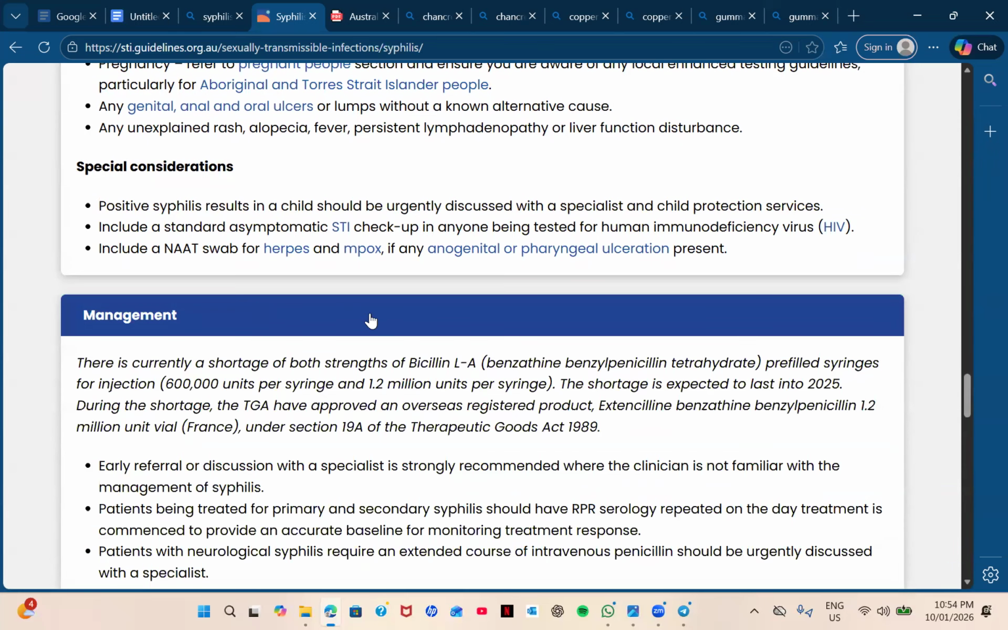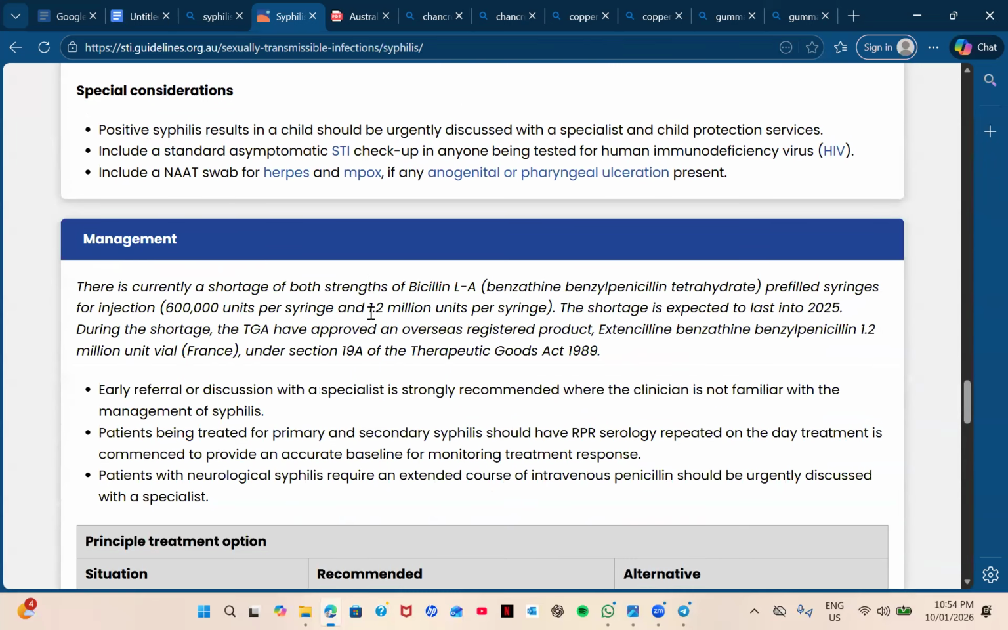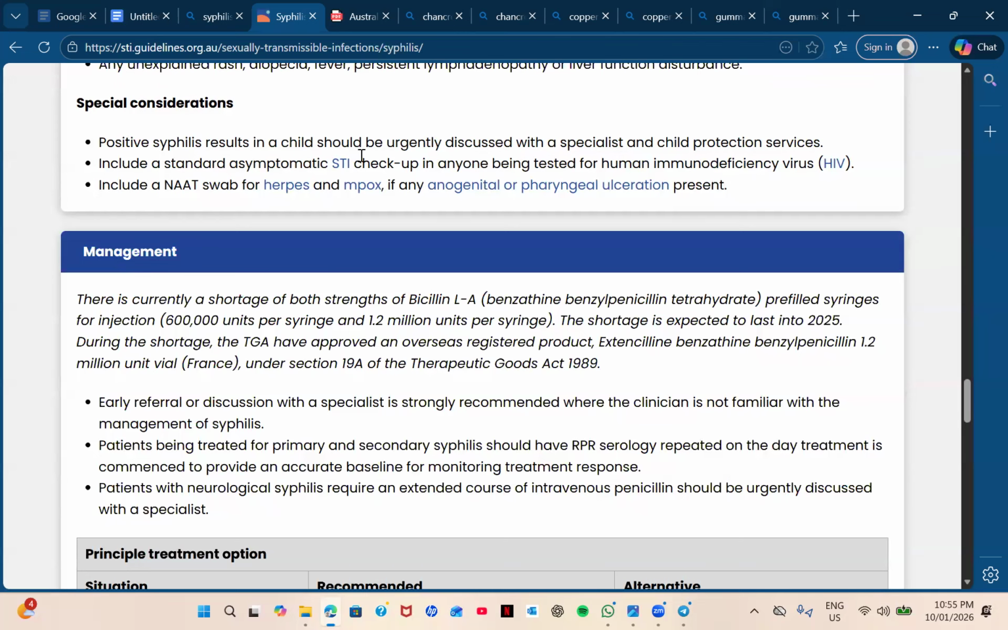Okay, we'll discuss the most important part. Then special considerations. A positive syphilis result in a child should be urgently discussed with a specialist and the child protective service. Include a standard asymptomatic STI checkup if anyone is being tested for HIV. If we get some question, then we can use it.